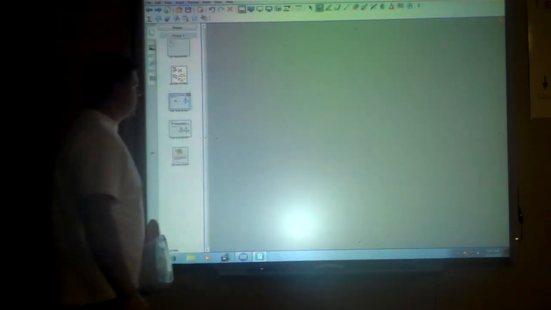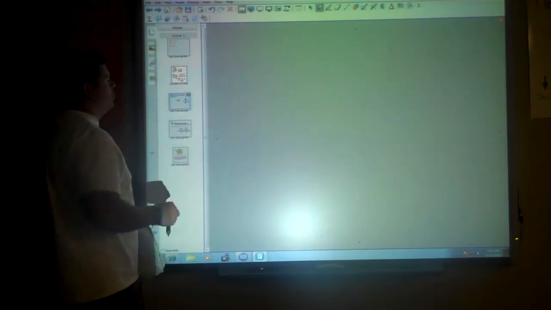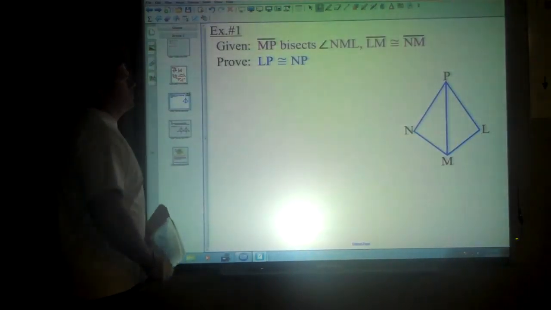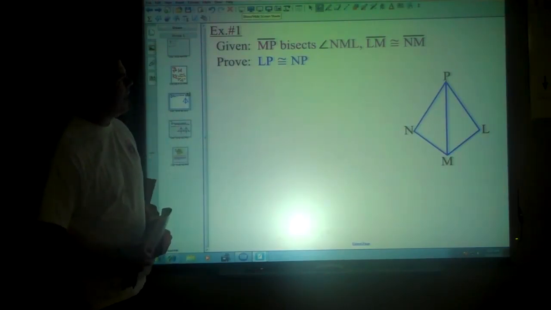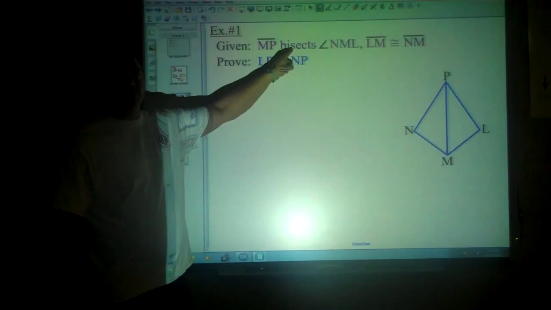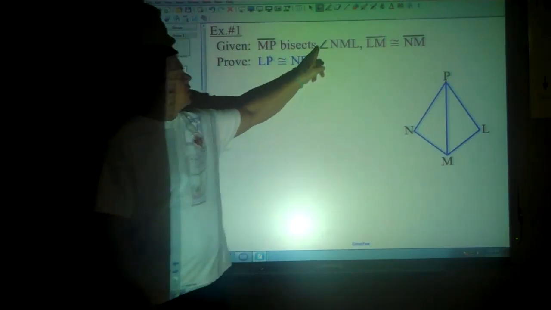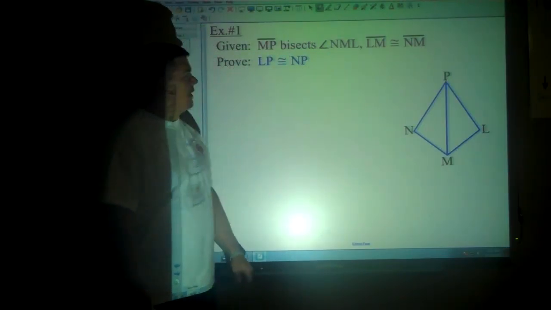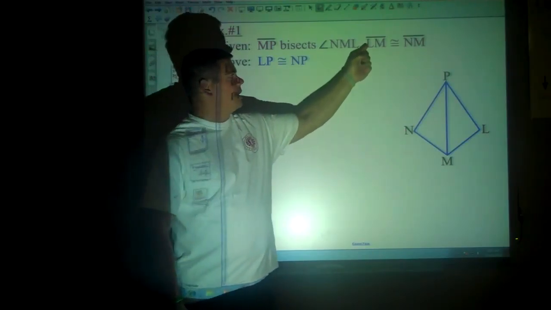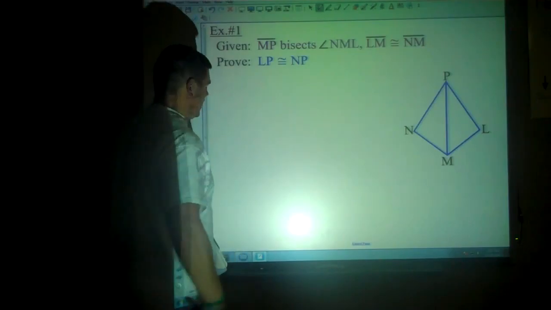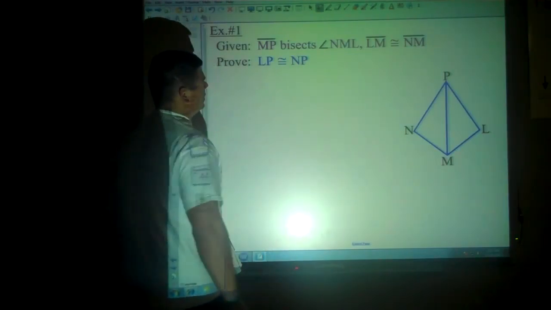Geometry lesson 4-5. I'm going to give you two proofs that we can use. We've got given MP bisects, think about what bisects means, it cuts it in half, the angle NML. At that exact same time, also given to me is the fact that the line segment LM is congruent to the line segment NM. So let's go ahead and label what we know.